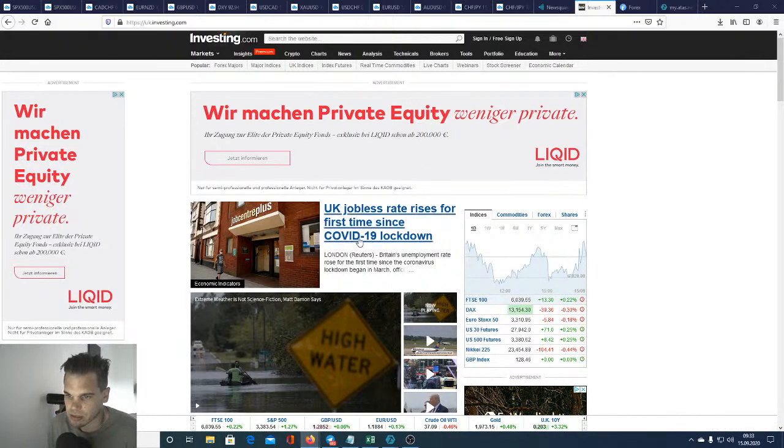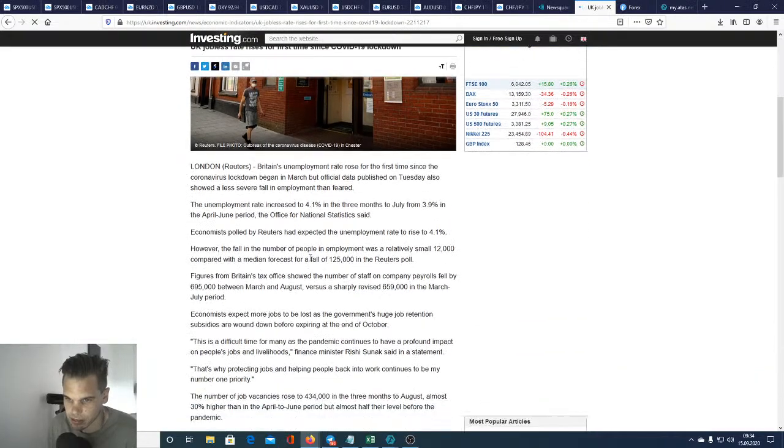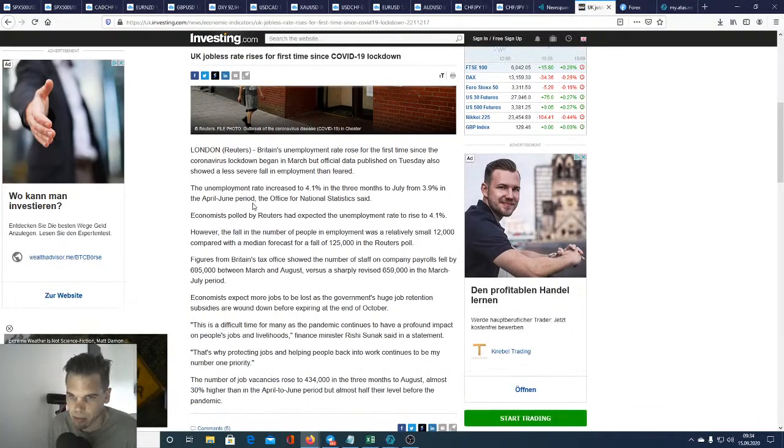Jobless rate rises for first time since. Oh, okay, that's not good for the UK, right? Britain's unemployment rate rose for the first time since the coronavirus lockdown began in March, but official data published on Tuesday also showed a less severe fall in employment than feared. The unemployment rate increased to 4.1% in 3 months to July from 3.9% in the April-June period.